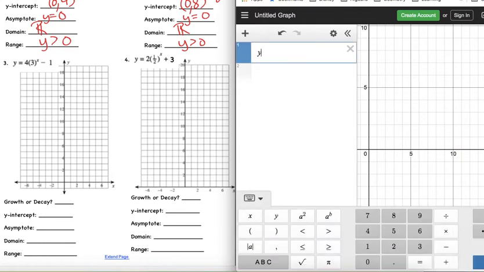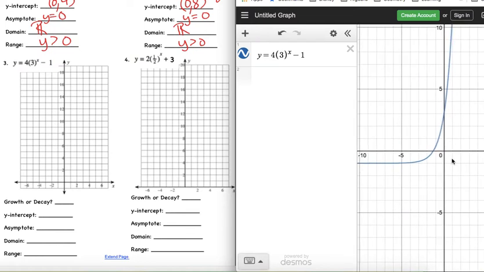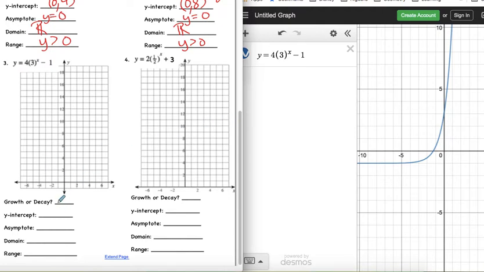So we've got y equals 4, parenthesis 3 to the power of x, and then -1. You can see that this is growth. You can see that it does go underneath the x-axis there, and that's because this -1 brings that J shape down 1. It's a vertical shift of down 1, like the transformations that we studied before. So it's a growth because it is going up.